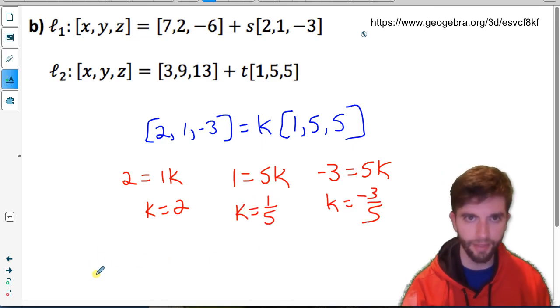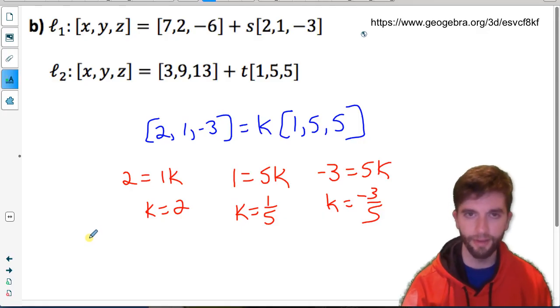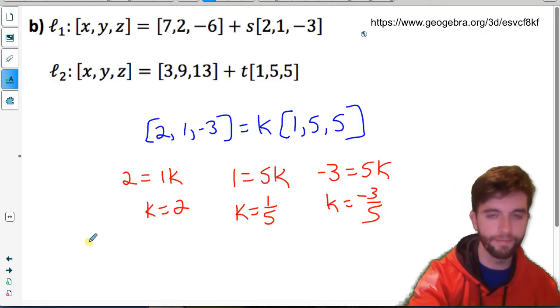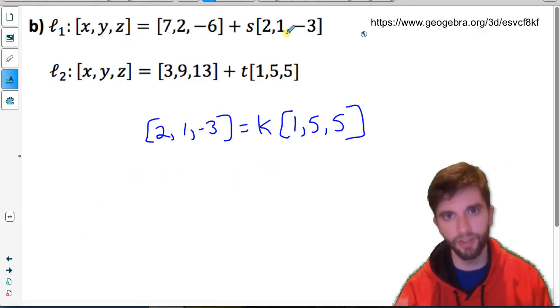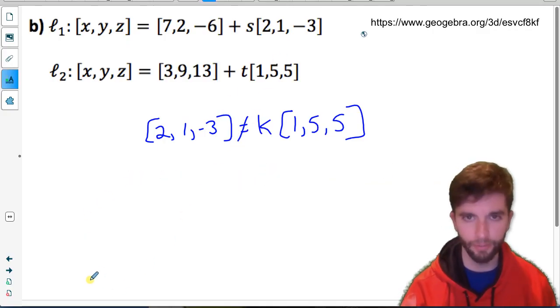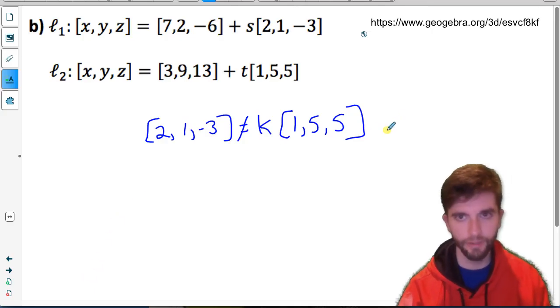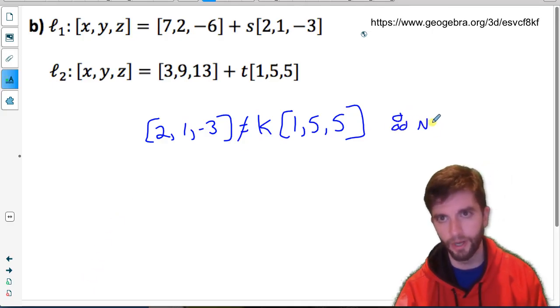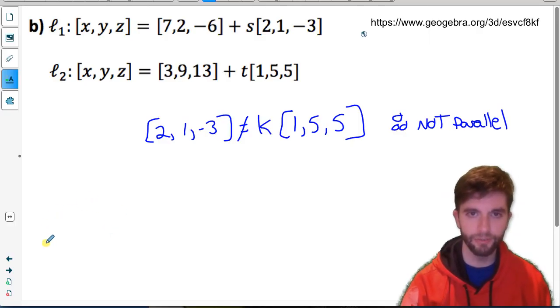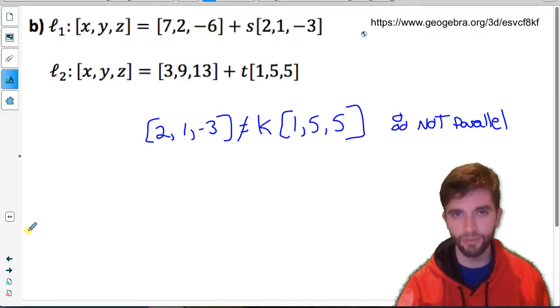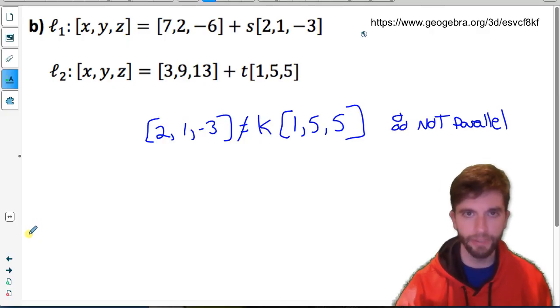This would tell you that the direction vectors are not scalar multiples of each other, and therefore the lines are not parallel. But that's a bit of an unnecessary step. All that you would need to show for this is just that they're not scalar multiples of each other. Therefore, not parallel. So since they're not parallel, we've narrowed it down to 2 options. They either intersect at a point, or they're skewed lines. So let me show you how we tell what we have.